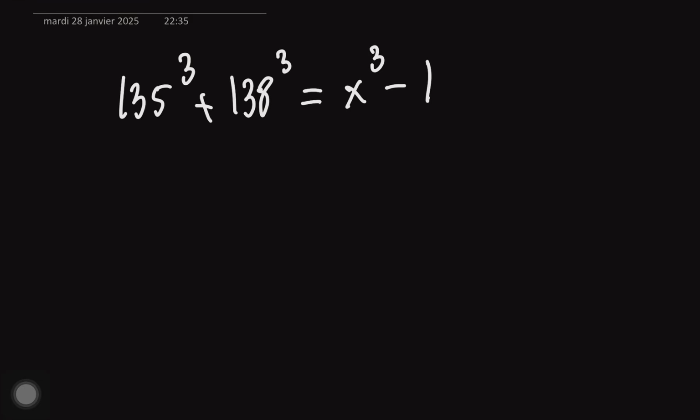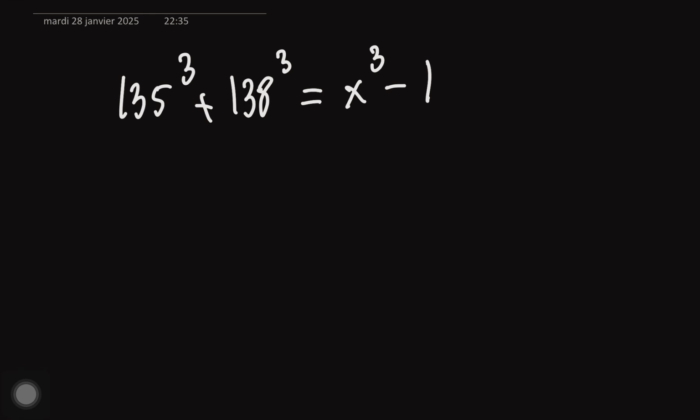Hello everybody, today we'll be looking at this very interesting problem. This identity was discovered by Ramanujan: 135 to the power 3 plus 138 to the power 3 equals x to the power 3 minus 1, where x is a positive integer.